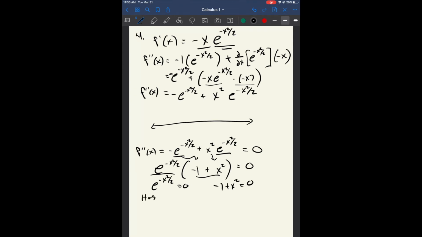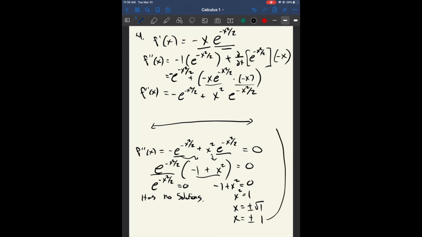And this first equation has no solutions, because there's no x value that I can plug in that's going to give me e to the minus x squared over 2 equals 0. Right, so this first one has no solutions. This second one, however, we can do x squared equals 1, right, adding 1 to both sides. And then taking a square root and remembering to put in the plus or minus, we end up with x equals plus or minus root 1, which is really the same as x equals plus or minus 1.